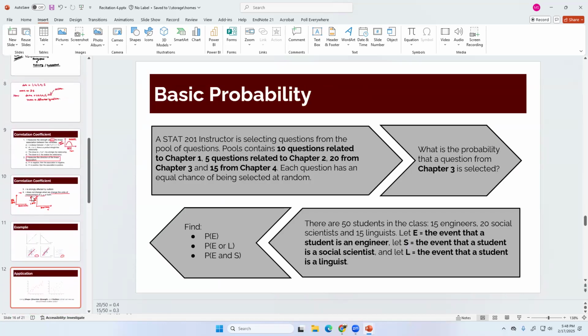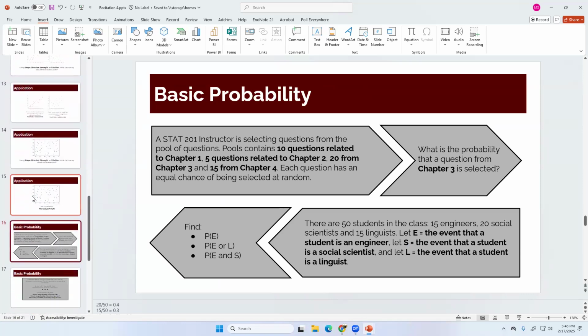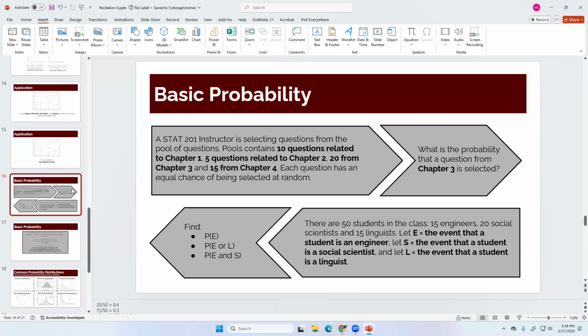So that is all about scatter plots and the correlation coefficient and all of the important things you need to know. Now let's do some probability questions. Teaching probability from the ground up would take an entire class. So we're just going to do some examples, hoping that you have already started probability in your classes.